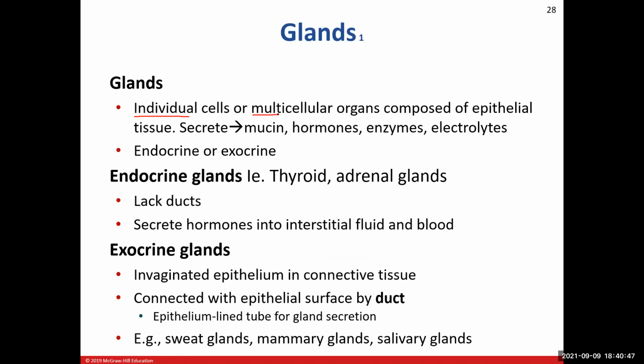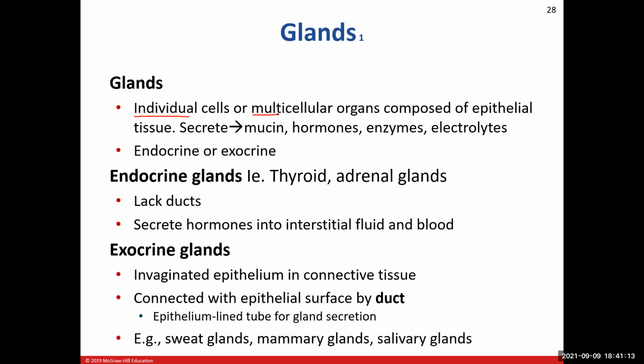All right, obviously it's made up of epithelial tissue, because that's why we're talking about it here. We just talked about epithelium. Okay, so glands make things. We know that the goblet cell makes mucin, which is going to make mucus. We know that your adrenal glands make hormones. Your thyroid gland is going to make hormones. So we have glands that make hormones that you will study in this course.